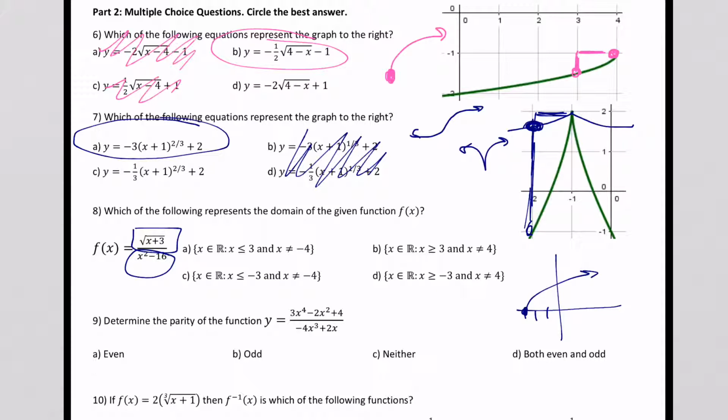So our x values have to be greater than or equal to negative 3. And if you look at all these potential options, the only domain that says x values are greater than negative 3 is D, so it is our only possible answer.